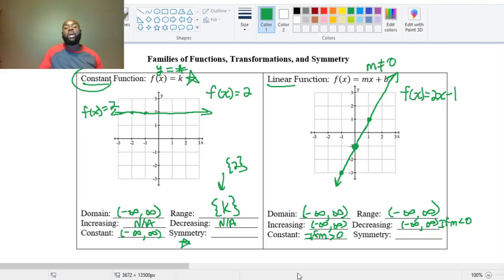So depending on which linear function we have, it may be increasing or it may be decreasing. It will never do both, because a line can only have one type of behavior, and it's a constant rate of change. It never changes. And so it's either going to be that or that. And the example that we have here is increasing. Linear functions where m does not equal 0 are never constant, so the constant part will be not applicable.